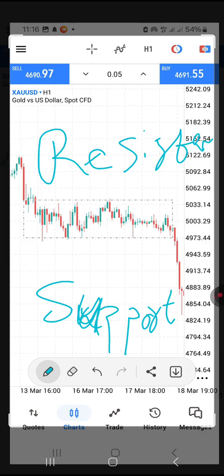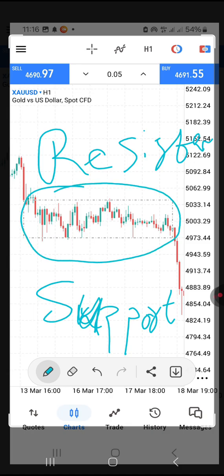So a ranging market happens when price moves sideways. No clear higher highs, no clear lower lows. The market keeps bouncing between up and down. So you're going between your roof and the floor, roof and the floor, roof and the floor. You're not really making any headway. This is where many beginner traders lose money because they force the trade. This is where people lose money, because there's no clear direction.